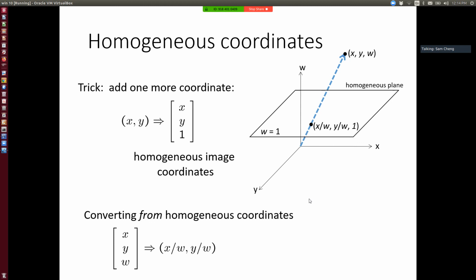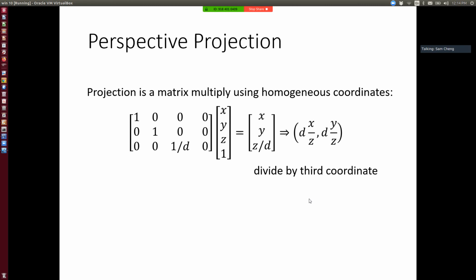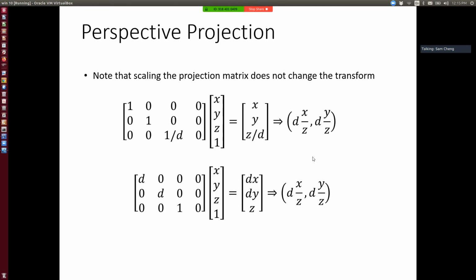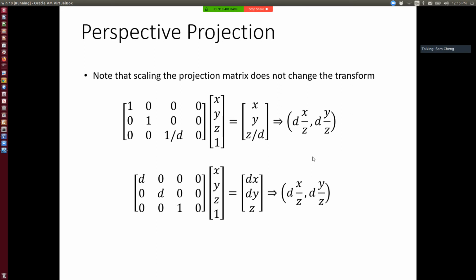I just mentioned, I will use these homogeneous coordinates. So this is the 3D homogeneous coordinate. If I have this projection matrix, I get the 2D homogeneous coordinate after the projection, and that corresponds to the actual Euclidean coordinate like this. And this is known as the perspective projection, and that's used by the artists, right, when they do the drawing.